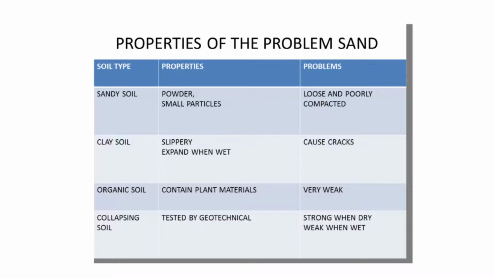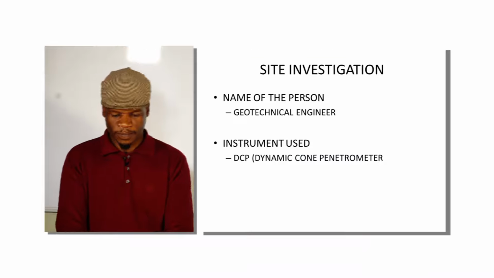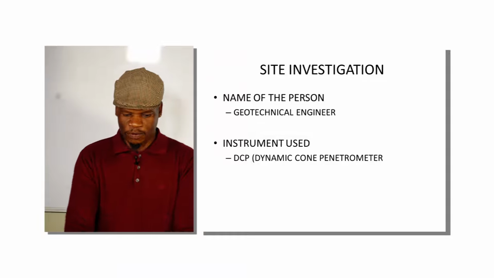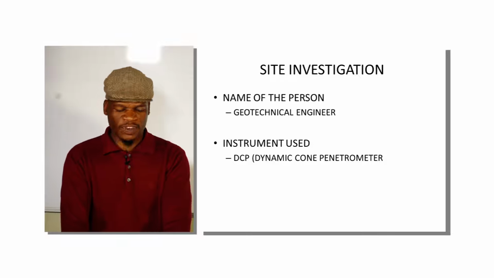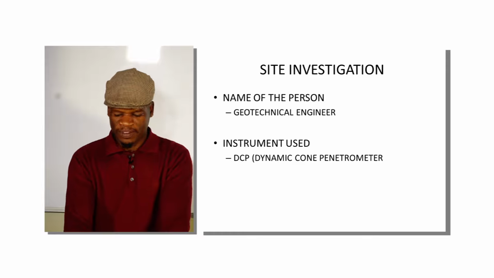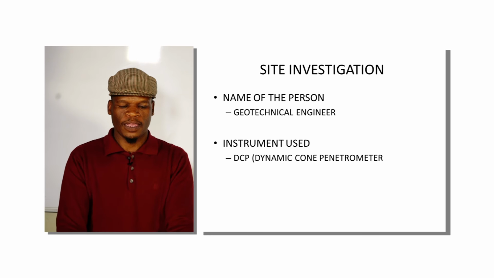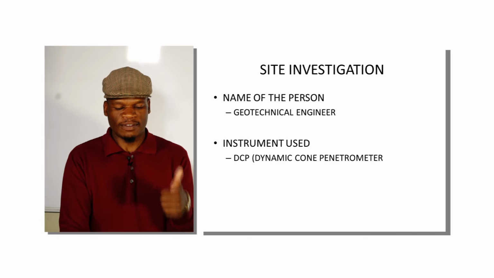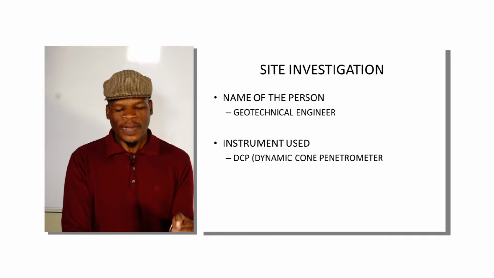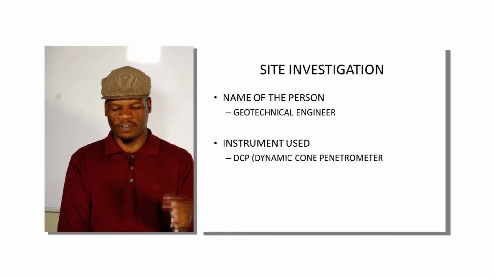Then we say the collapsing soil needs to be tested by the geotechnical engineer so that you can check whether it's strong or not, but when it absorbs water, it's going to be weak. Then the last thing that we said we are going to look at is the site investigation. The person who is going to do the site investigation is called the geotechnical engineer. A geotechnical engineer is the person who works with a piece of land. That person will determine what type of foundation needs to be used on that structure.